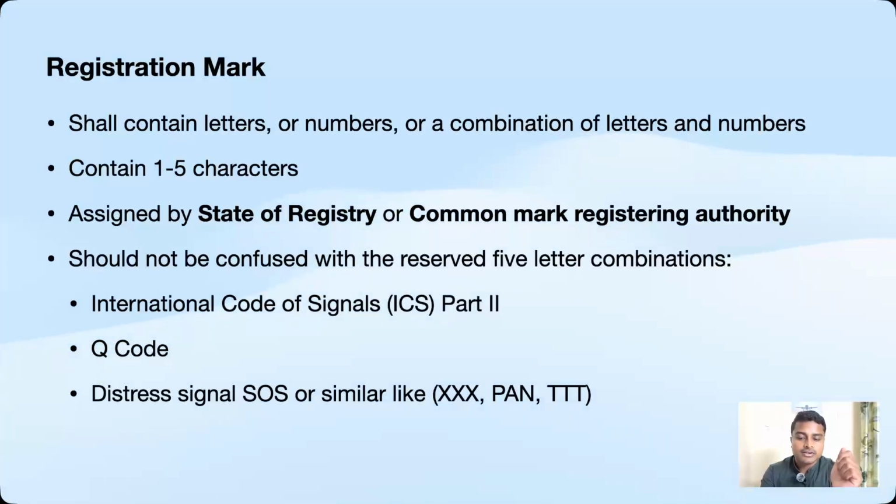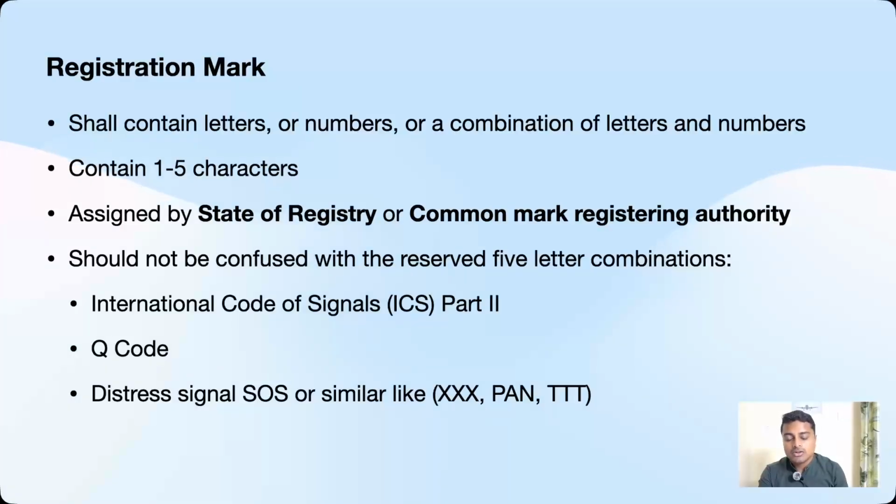Now, here's an interesting rule. Certain combinations cannot be used as registration marks because they might create confusion in aviation communication. For example, combinations reserved in the International Code of Signals, the ICS, or the Q code cannot be used. These are used for emergency purposes. They have a different meaning. So the distress and urgency signals must be avoided as registration marks. You definitely don't want an aircraft flying around with something that looks like a distress message, right?